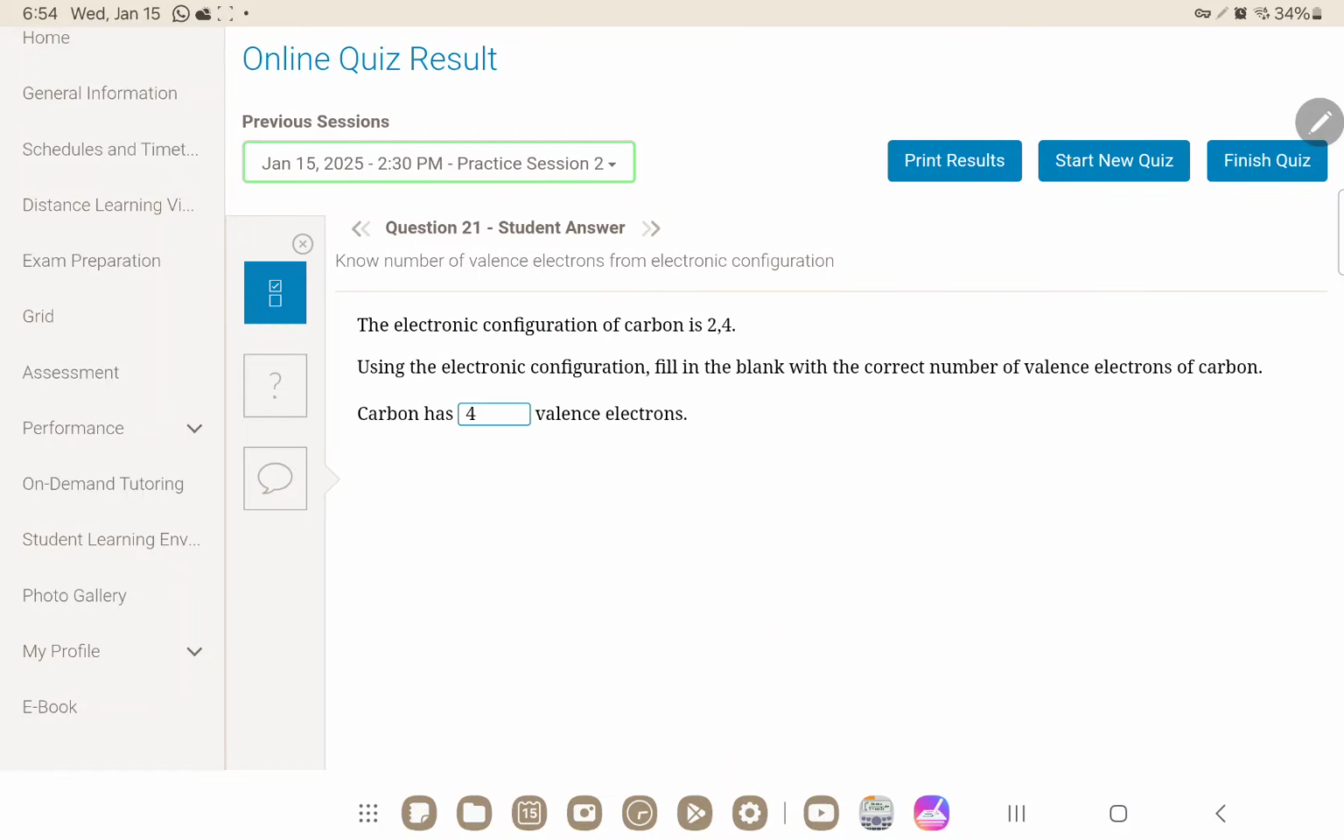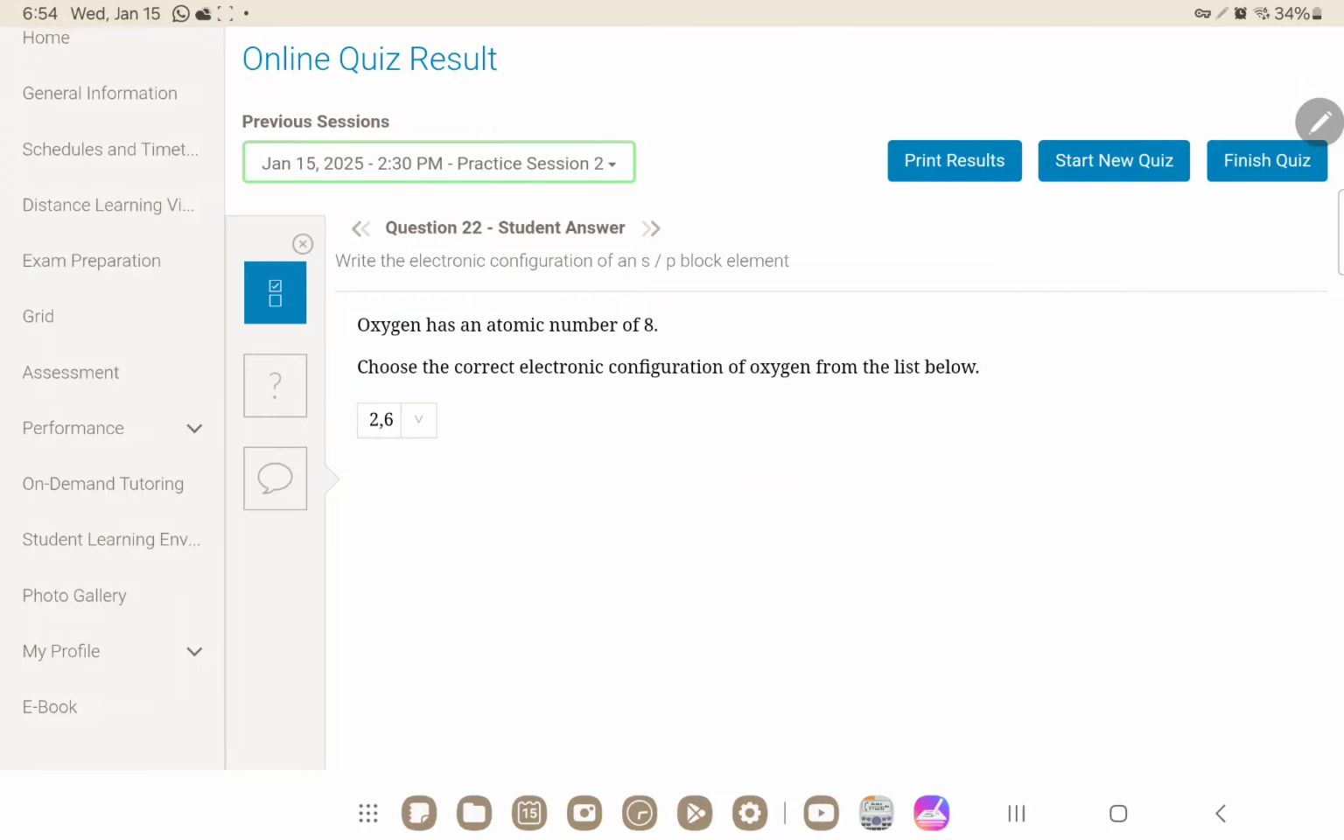Here you have the electron configuration of carbon, 2, 4. You look at the last value, that's your valence electrons, and carbon is in group 4. Moving on. Okay, so here oxygen has an atomic number of 8. The electronic configuration of oxygen will be first shell 2. Second shell, you do 8 minus 2. How much is left? 6. And that's it. You didn't fill out the second shell. So that's your configuration. Moving on.